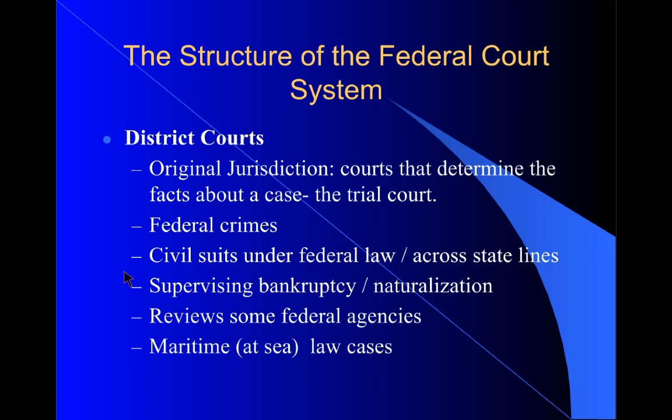Now let's talk about those different levels of courts. The district courts have what's called original jurisdiction. That means they have the authority to rule on cases that start there. So the cases start in this court. This is where you have your trial court. So this is the one that's determined by judges and juries and things like that.